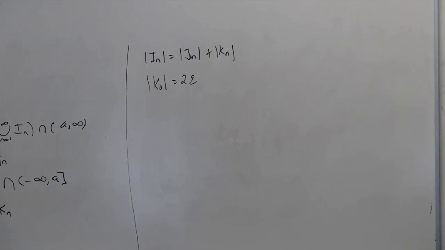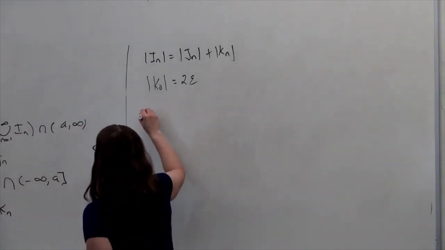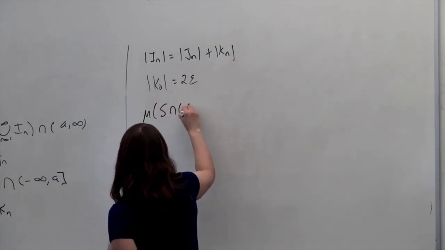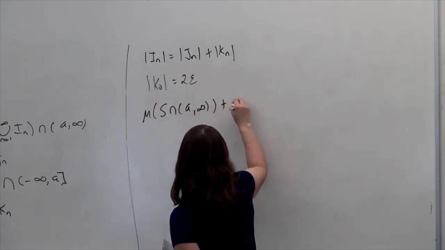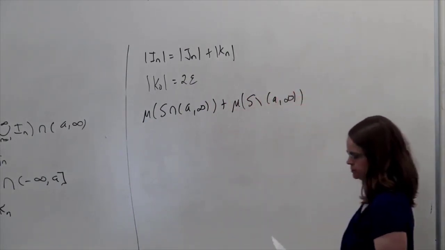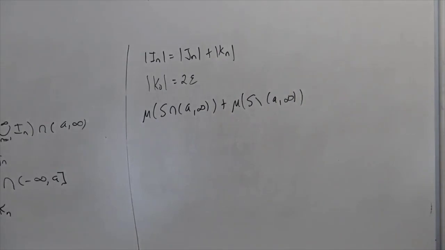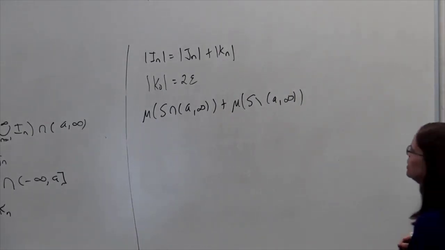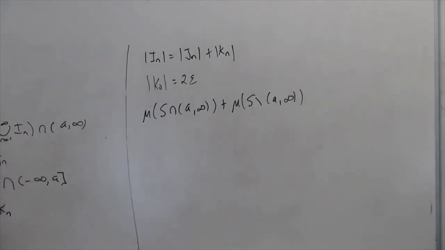Okay, so now what do we need to do? We need to add up the measure of this plus the measure of this and try to compare it to the measure of S. So we need the measure of the intersection plus the measure of the set difference. We know which direction we want the inequalities to go. We already established that the sum of these two things is bigger than or equal to mu of S. Now we need to establish that it's less than or equal to mu of S.